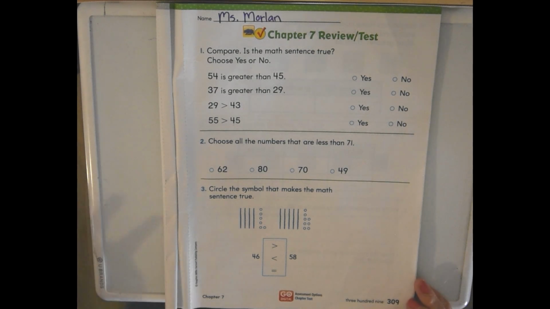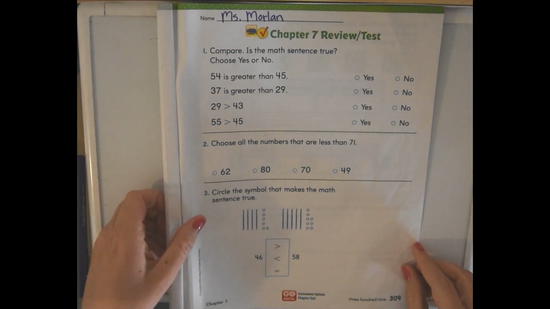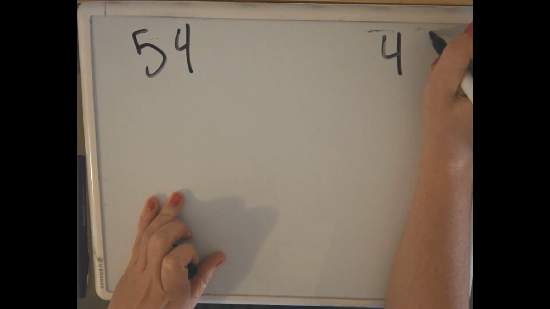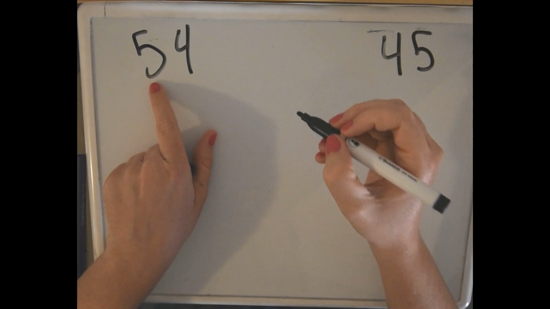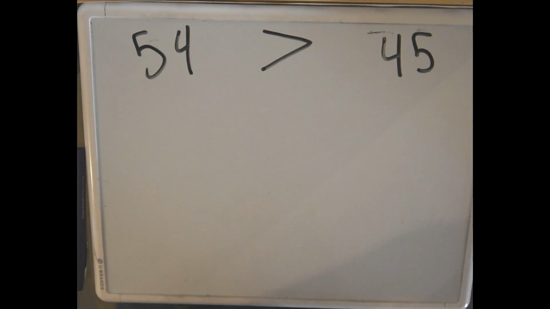Now, there's several ways that you can compare these numbers. You can simply use mental math and picture both of these numbers. Look at the tens place first to see if 54 is greater than. You can use your tens and ones and do a quick draw. For this first one, I am going to model using my tens and ones just to show us how we do that. So I'm going to make 54, 45, and we're trying to see if this is a true statement. 54 is greater than, this is the greater than sign, 45.